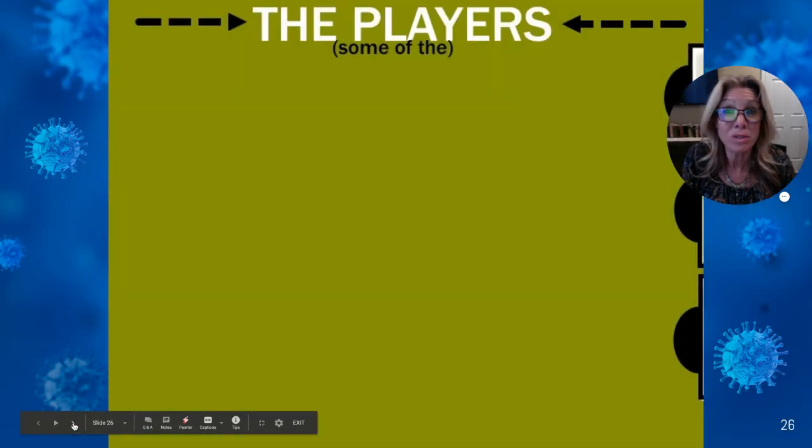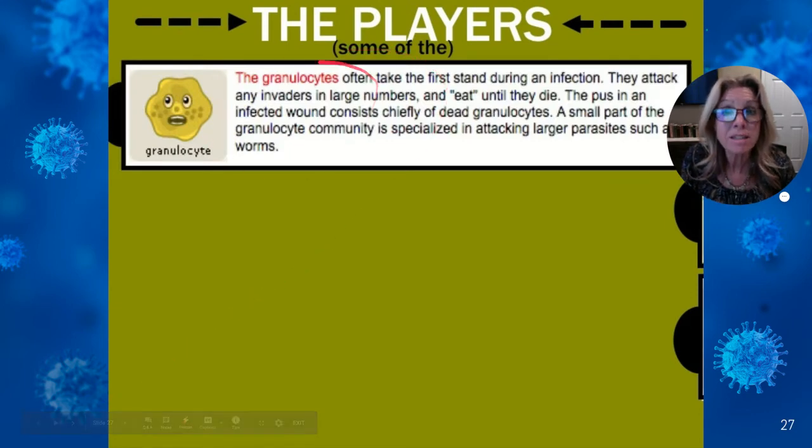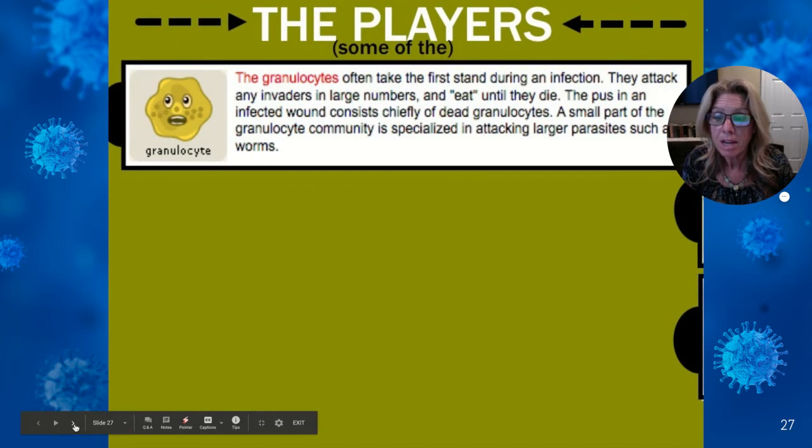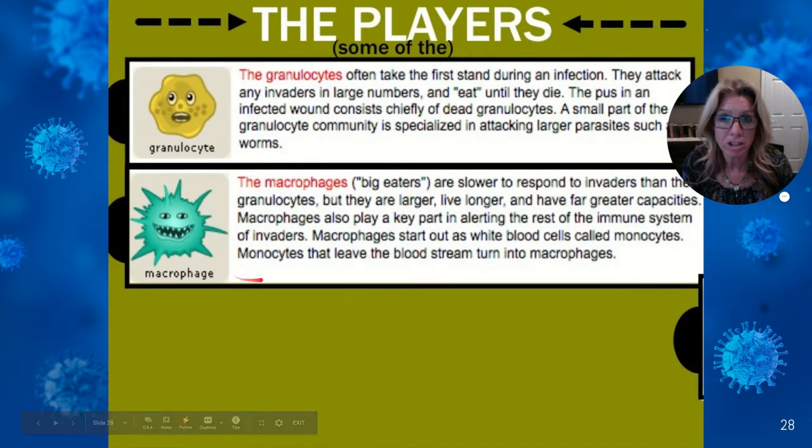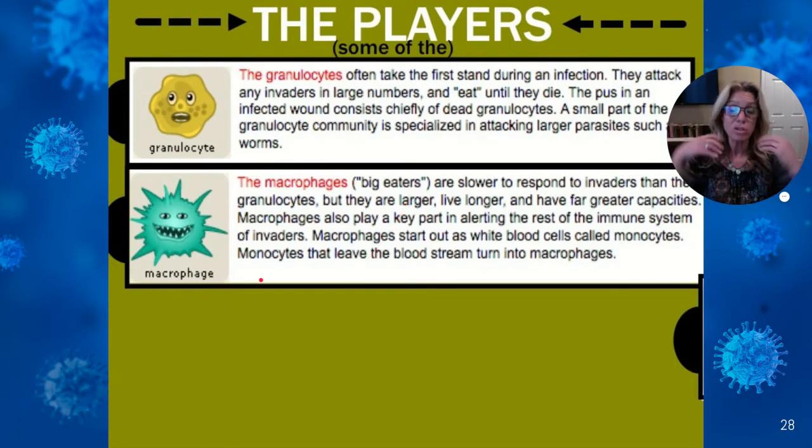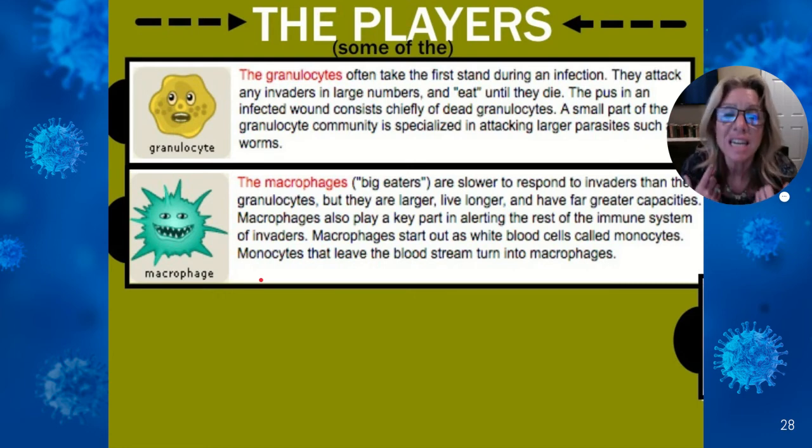Let's see how this goes down. Let's review our players again, all right? So the granulocytes, those were the basophils and the eosinophils and the neutrophils. Those are the ones I had on your notes. Most numerous, they come to the scene and will eat until they die. And again, they become part of pus once they have died. Okay, now the next one, the macrophages. These are the great big eaters. They're slower to the scene, but they're going to eat a lot.